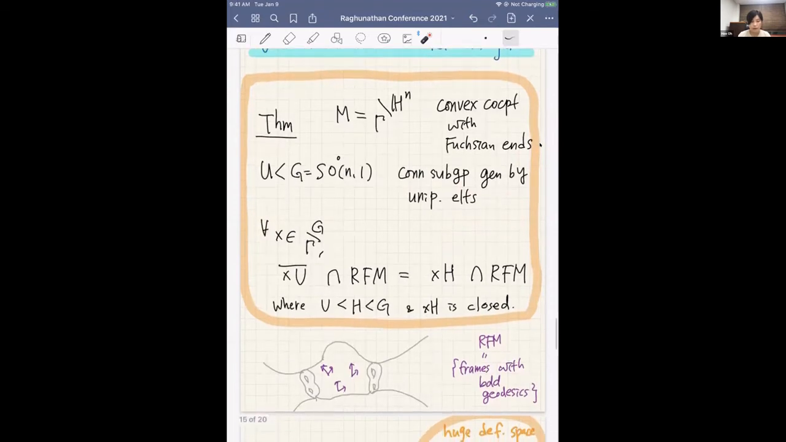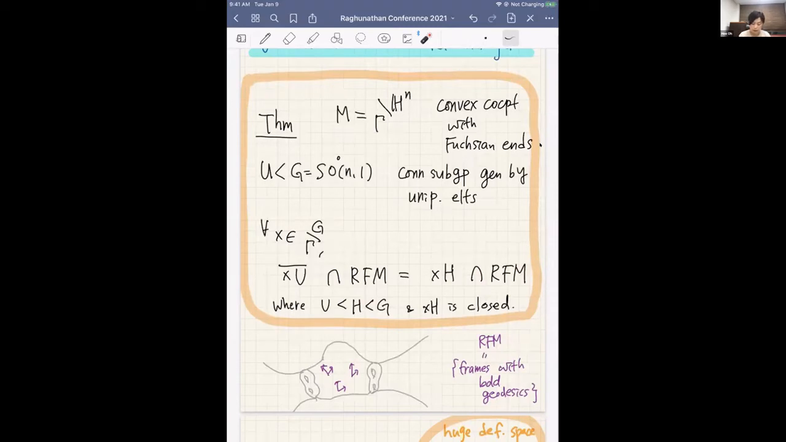And now for every x in G mod gamma, the closure of xU intersected with some object RFM, which I'm going to explain in a second, is equal to the orbit xH intersected with RFM, where H is some closed Lie subgroup containing U, and this xH is closed. If you didn't have this RFM, this is exactly the same statement as in Raghunathan's conjecture: the closure of xU is equal to xH, where H is some connected group containing U. Okay. So why do we have this intersection with RFM? Because without taking this intersection with RFM, the theorem is not true. It is false.